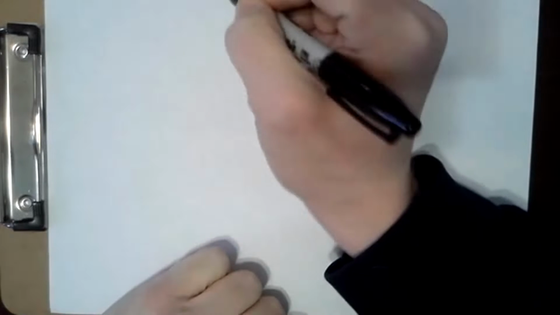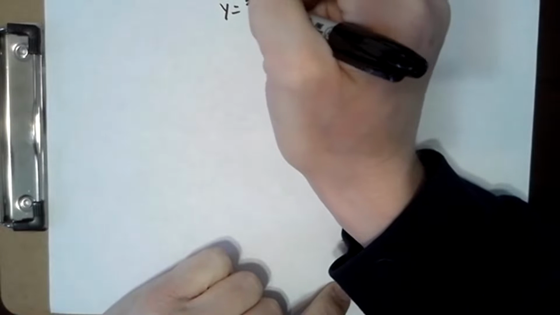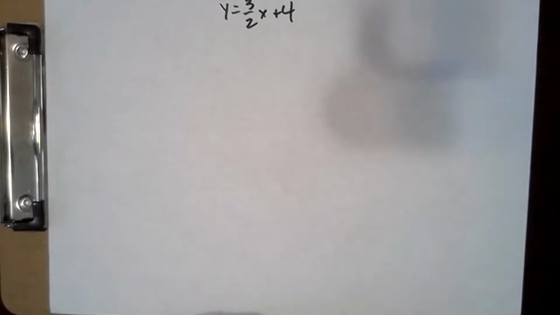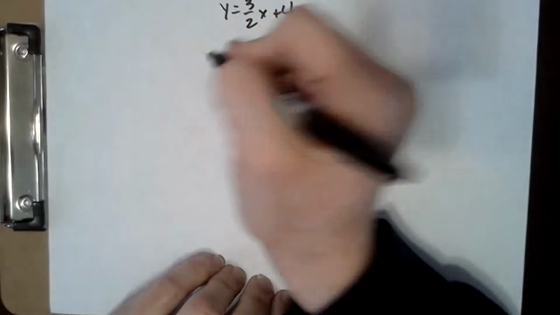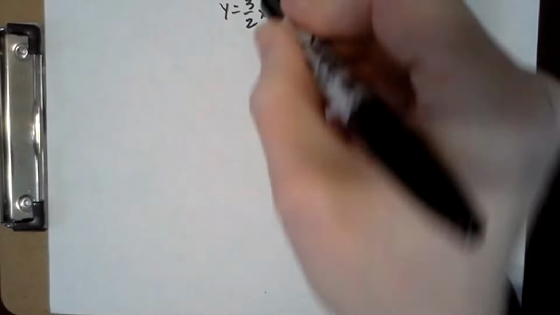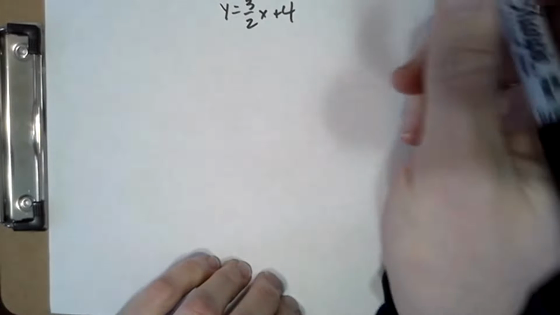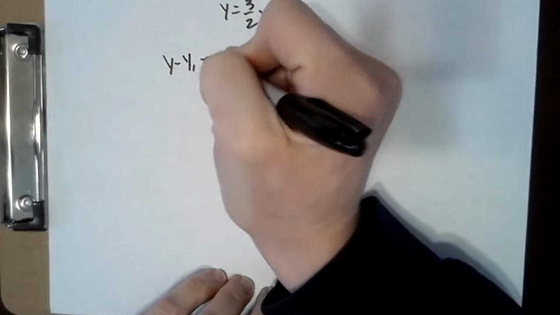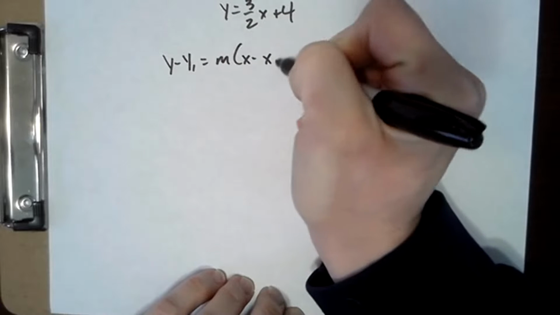Okay, well, the first thing that we want to recognize here is that if we've got 2y equals 3x plus 8, we want to solve this for y. So that means we're just going to divide everything by 2. Y equals 3/2 x plus 4. Okay, well, our new line has to go through the point (2, 1). So we take this, that 4 goes out the window, but we know our m is going to be the same. So this is going to be y minus y1 equals m times x minus x1.